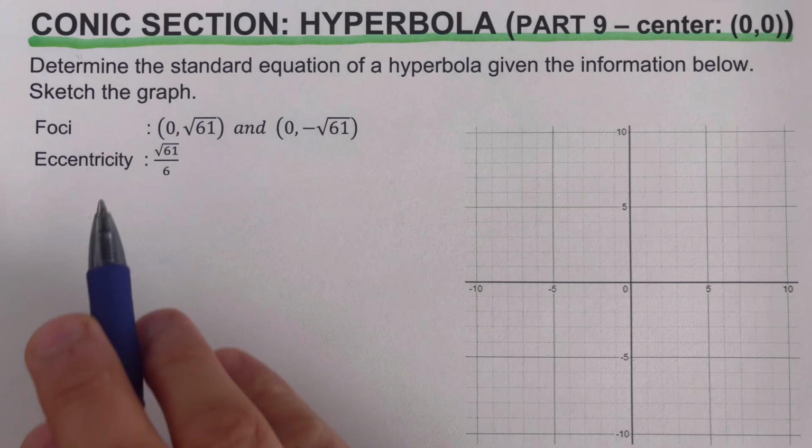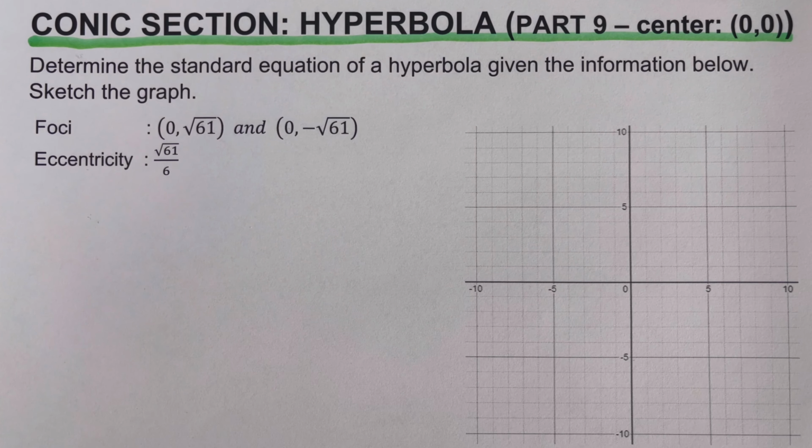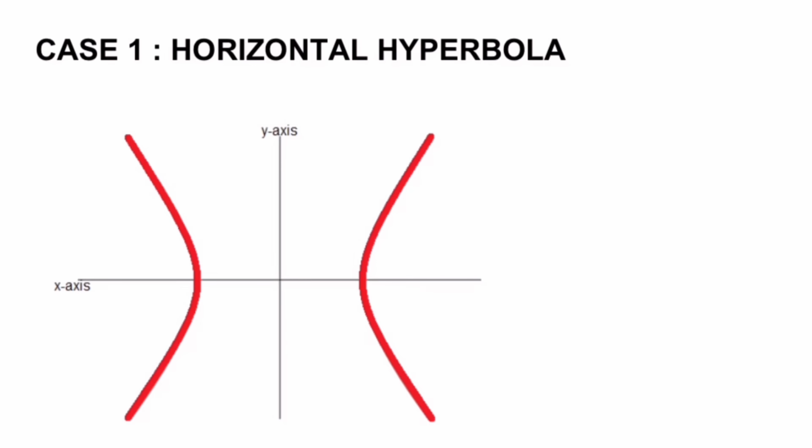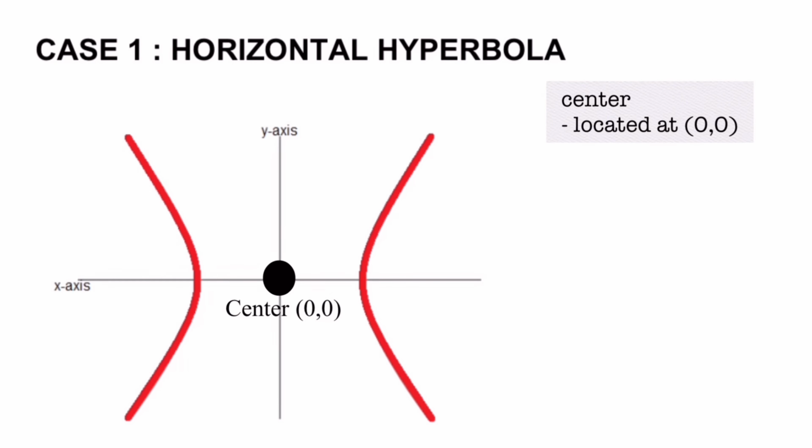Before we jump into this example right here, let's have a review on the parts, the two cases, and the equation of a hyperbola with center at 0, 0. Please notice that this hyperbola is called a horizontal hyperbola because the graph, which is in red, is touching the horizontal axis. Now, these are the parts. The first part is the center. The center is located at 0, 0 or at the point of origin.